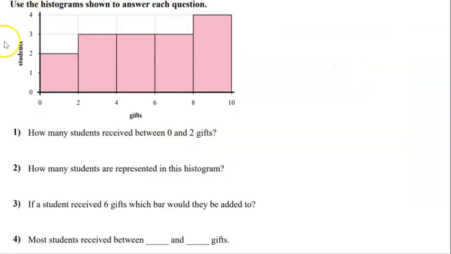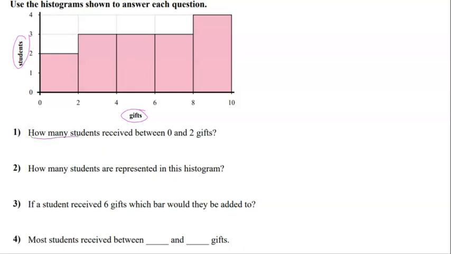So we are going to work on just interpreting data from a histogram. Use the histogram shown to answer each question. So right here we have our graph. Now we do have a label on the side. So this is students. So we have 0 students, 1 student, 2 students, 3 students, 4 students. And then we have gifts. So we're going to be working with the number of gifts that students have received.